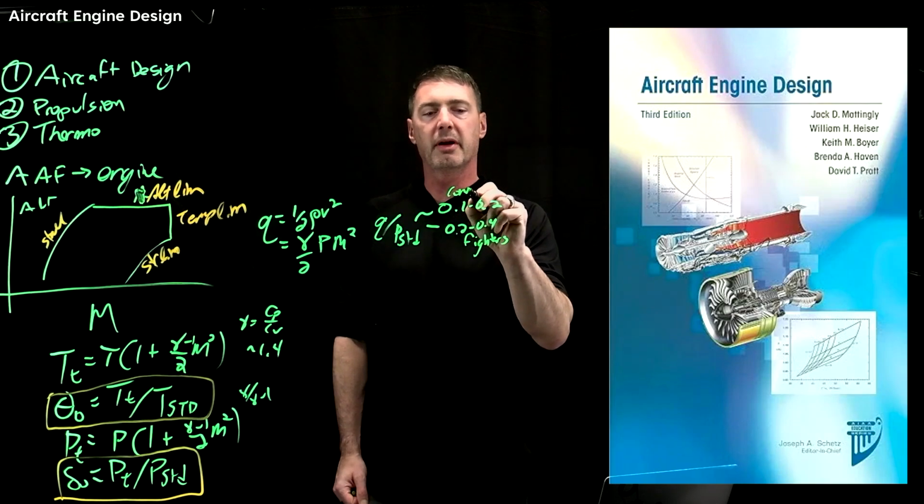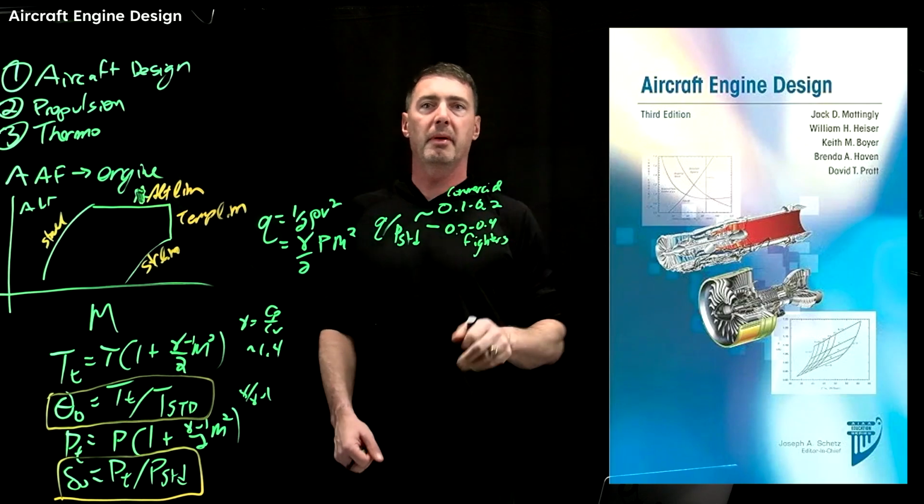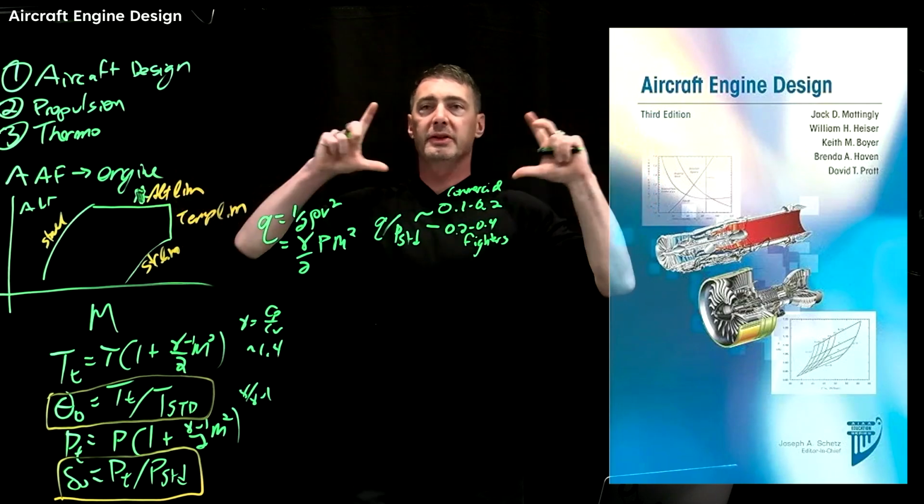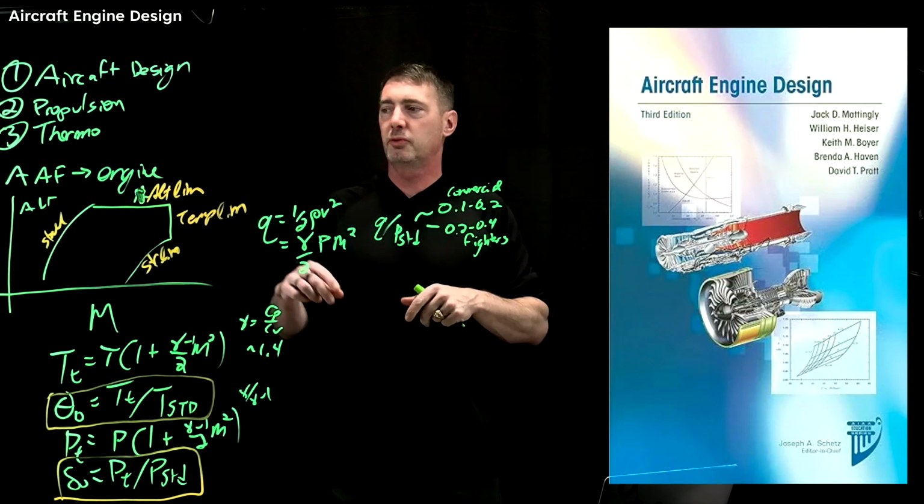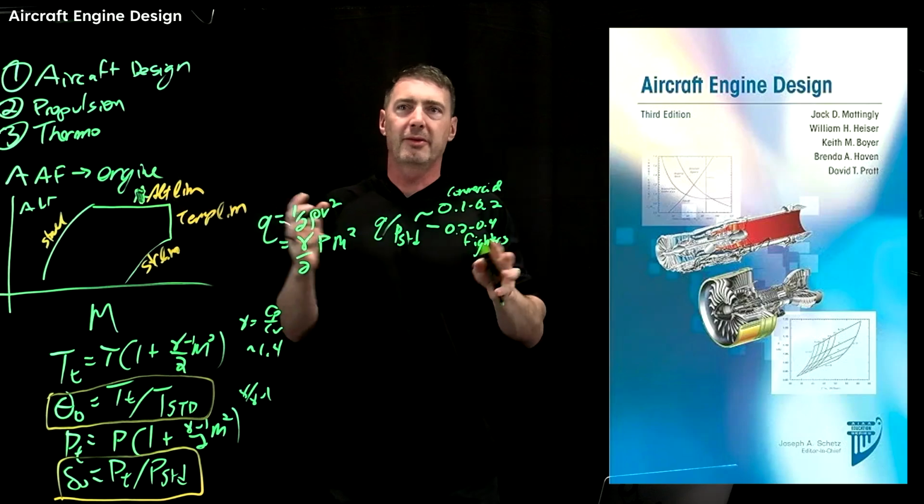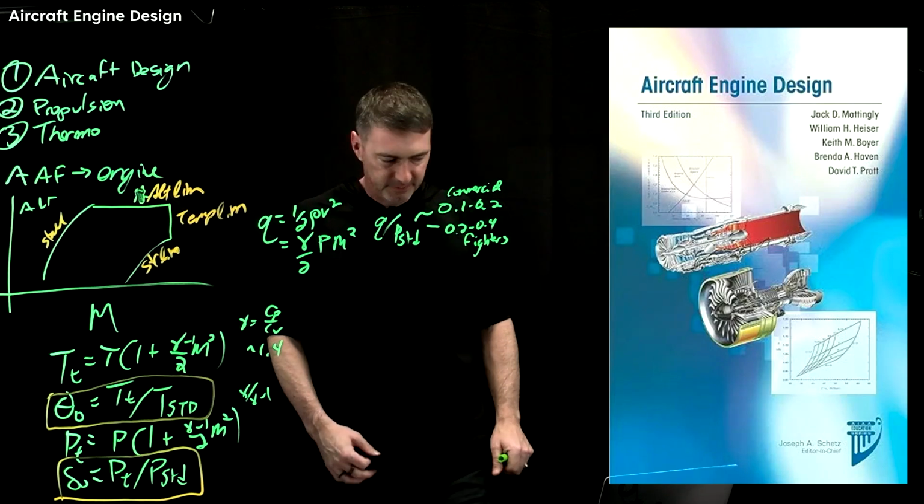Fighters, commercial aircraft. And we're going to see why. But basically, for a fighter, the engine is going to be smaller. You're going to get a lot more thrust out of it, and your wings are going to be shorter as a result. And so we'll end up seeing where all this comes from.